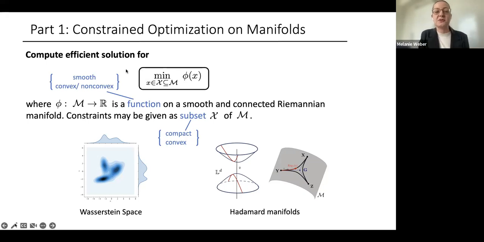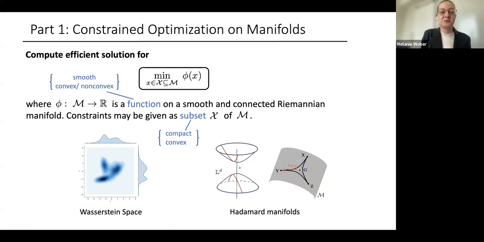And then we're in the constraint setting. So what we say is that the minimum that we want to find has to lie in some region on the manifold that we denote as script X. And that region on the manifold has to be compact and convex. And problems of that form occur in many settings. So we've seen some examples of matrix valued problems already, but that class of problems is really much broader.